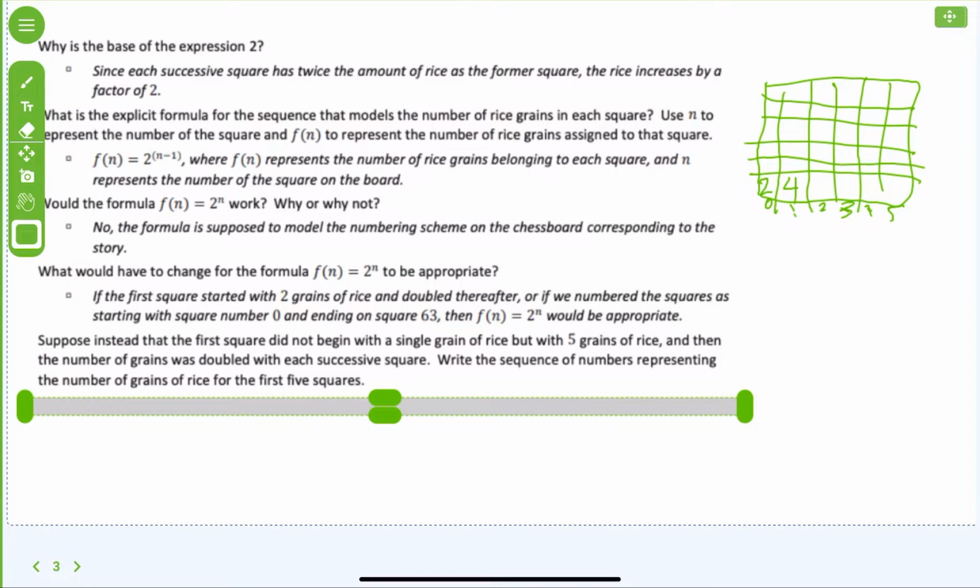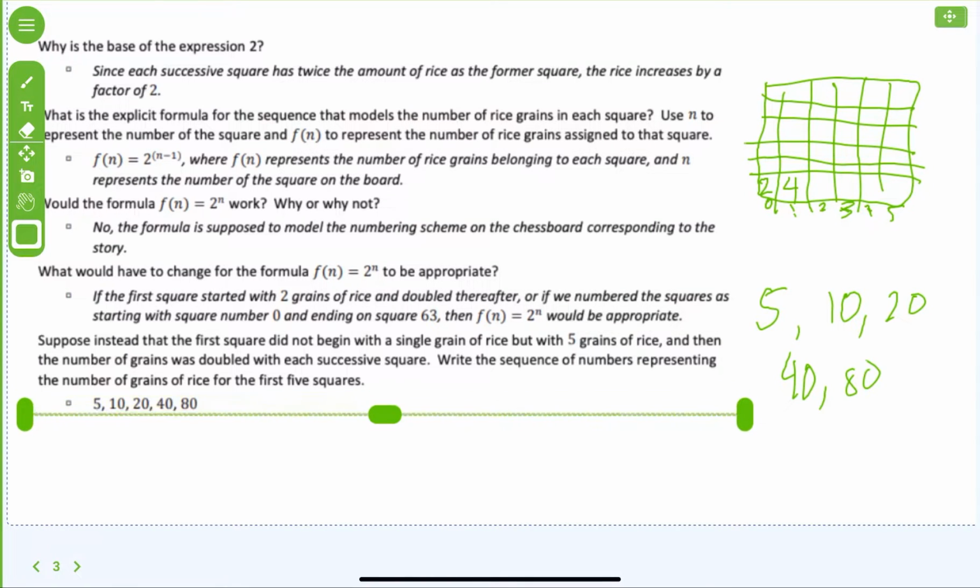Well, all we would have to do is double the previous, right? So it'll be 5, 10, 20, 40, okay, 40, and 80 should be correct. Yep. Those are your first 5. We're just doubling it each time. All right. So let's go to the next page.